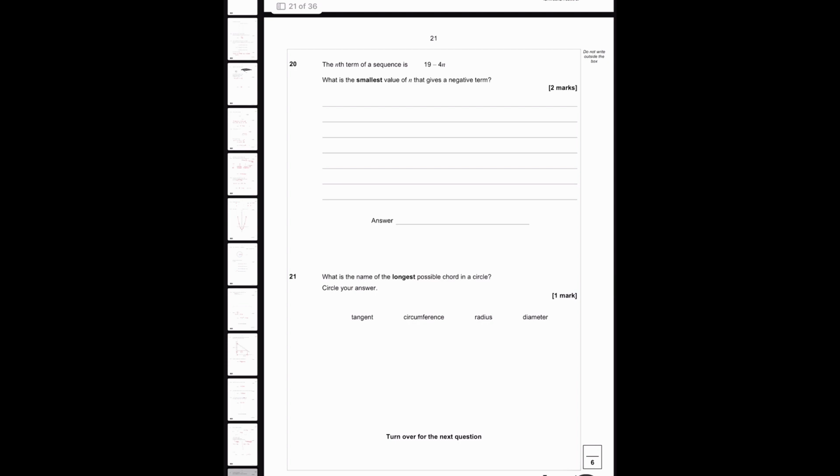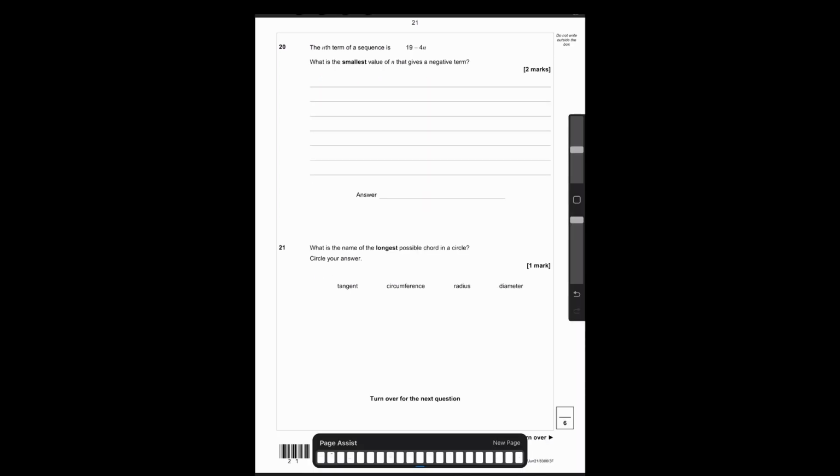For question 20 of this paper, the nth term of a sequence is 19 minus 4n. What is the smallest value of n that gives a negative answer? The easiest way to do this is just to go through the sequence. If we start with 1 in place of the n, we get 19 minus 4, which is 15. And then we can just take 4 off each time, so 11, 7, 3 and minus 1. Minus 1 is our first negative term. But we want to know where in our sequence that is, so 15 is our first, 11 is our second, 7 is our third, and 3 is our fourth, so minus 1 is our fifth, so the answer is 5.